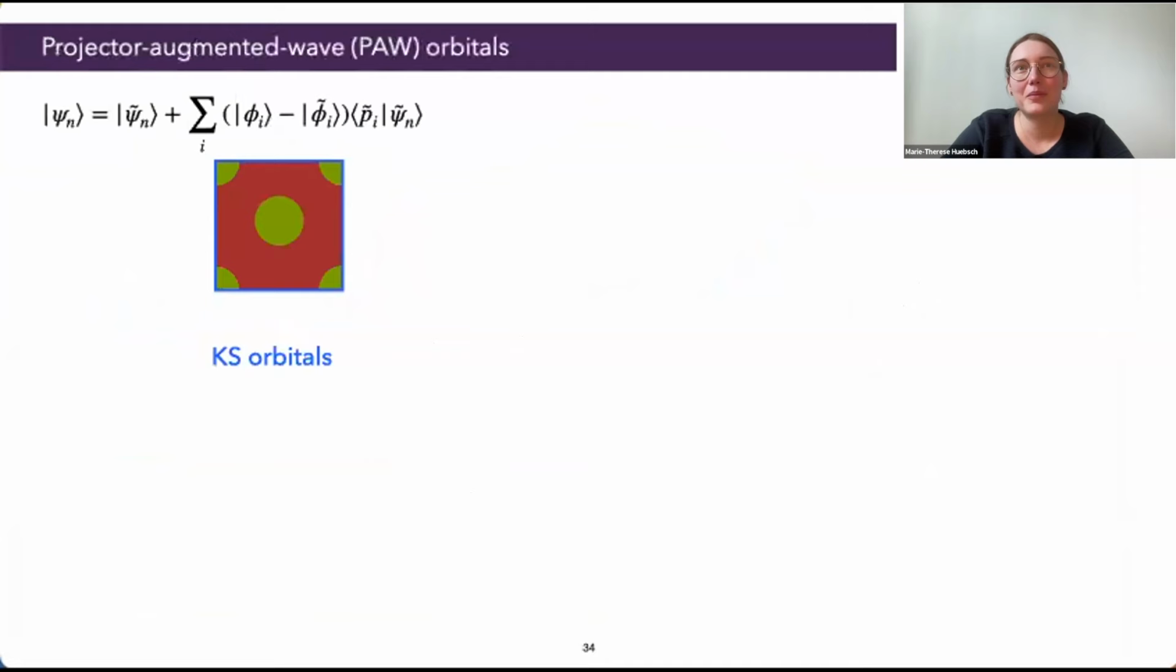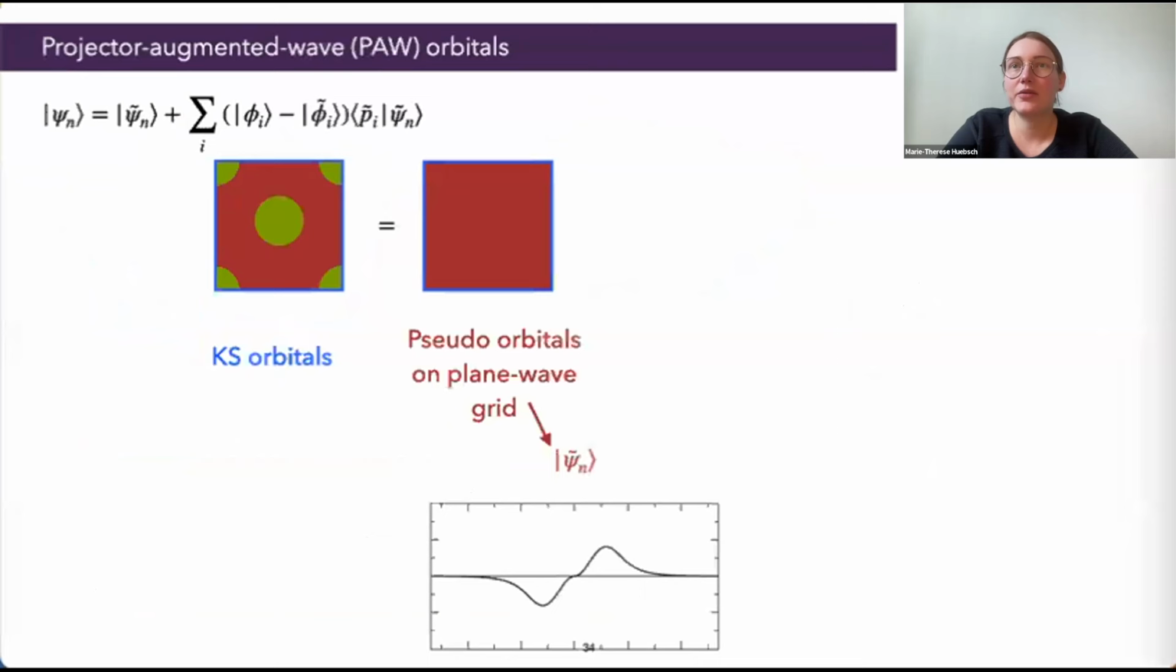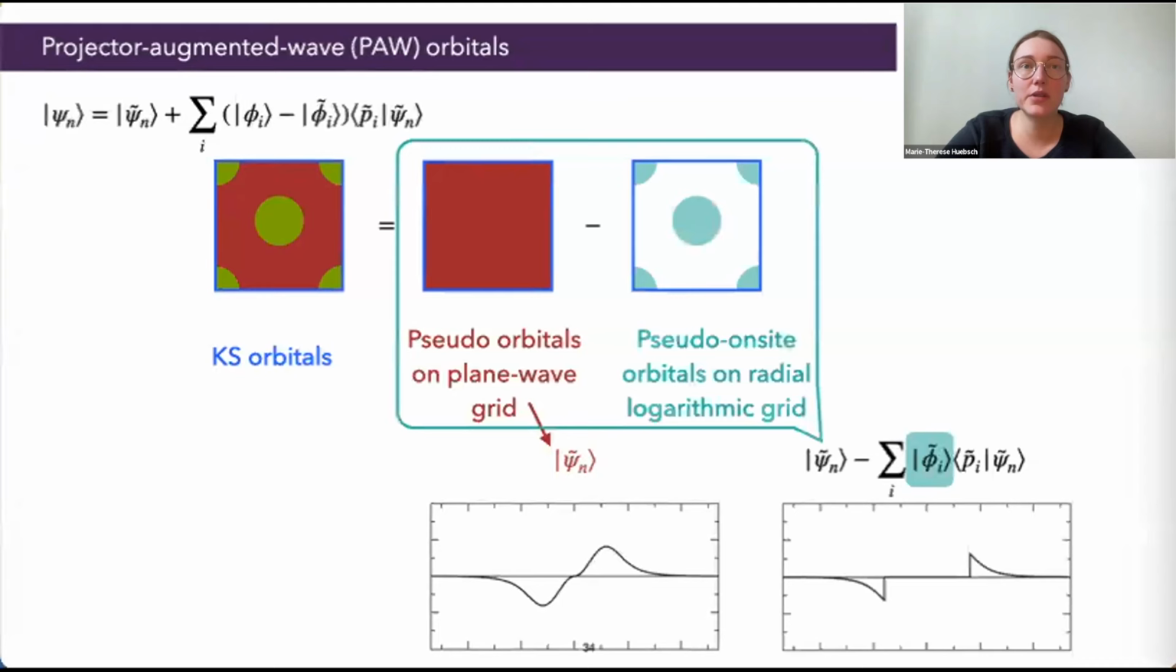The PAW method introduces sort of a mixed basis. We have in red here the part of the Kohn-Sham orbital that is in plane waves. So like we saw before, we use pseudo potentials to get well-behaved pseudo orbitals. In between the ions, we know that these orbitals are already the solution. So now let us replace the part near the nucleus. We first need to subtract all the contributions near the nuclei.